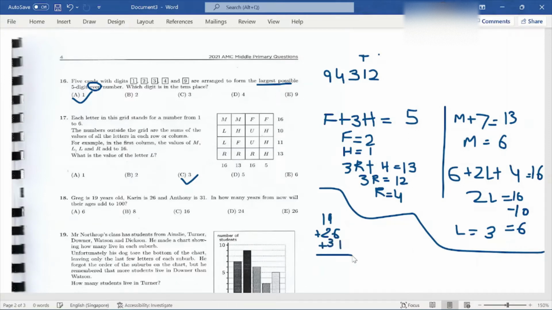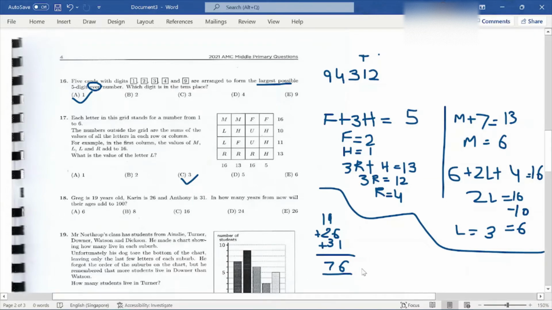That would be 19 plus 26, which is 45. 45 plus 30 is 75, plus 76. As of today, the total of their ages is 76. In how many years from now will their ages add up to 200?